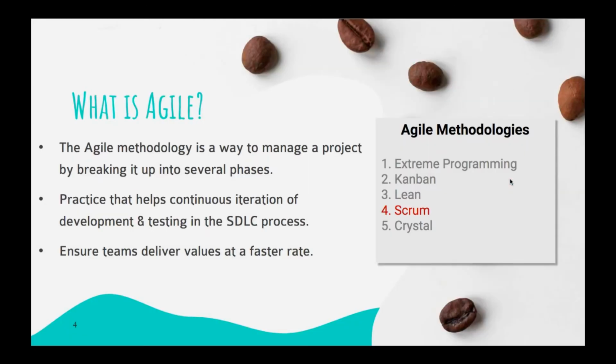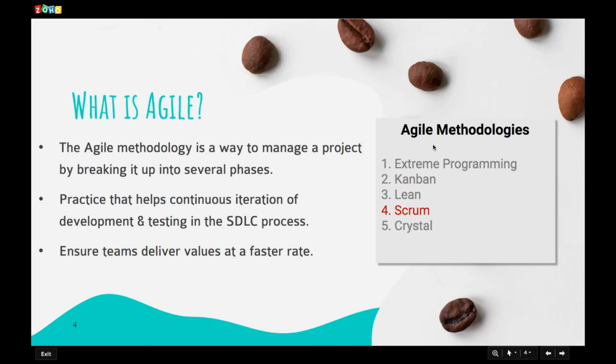So here is a definition of Agile. The Agile methodology is a way to manage a project by breaking it up into several phases. In the waterfall, we have a huge number of requirements. Here it's going to be in an incremental manner. And it's a good practice that helps continuous iteration of development and testing in the SDLC process. It ensures teams deliver value at a faster rate. So these are the advantages of Agile.